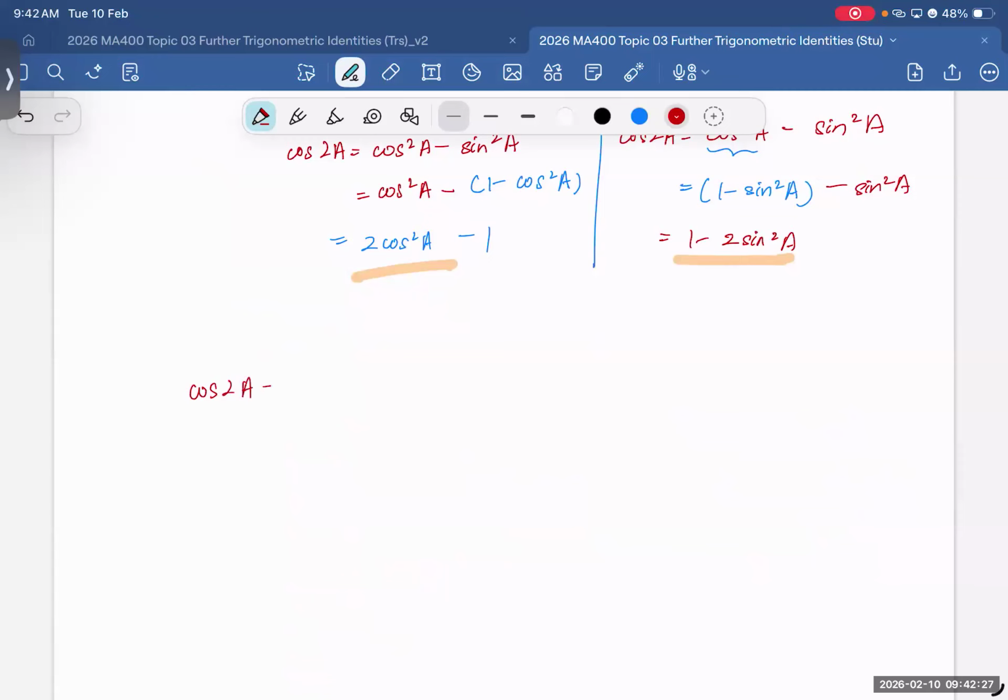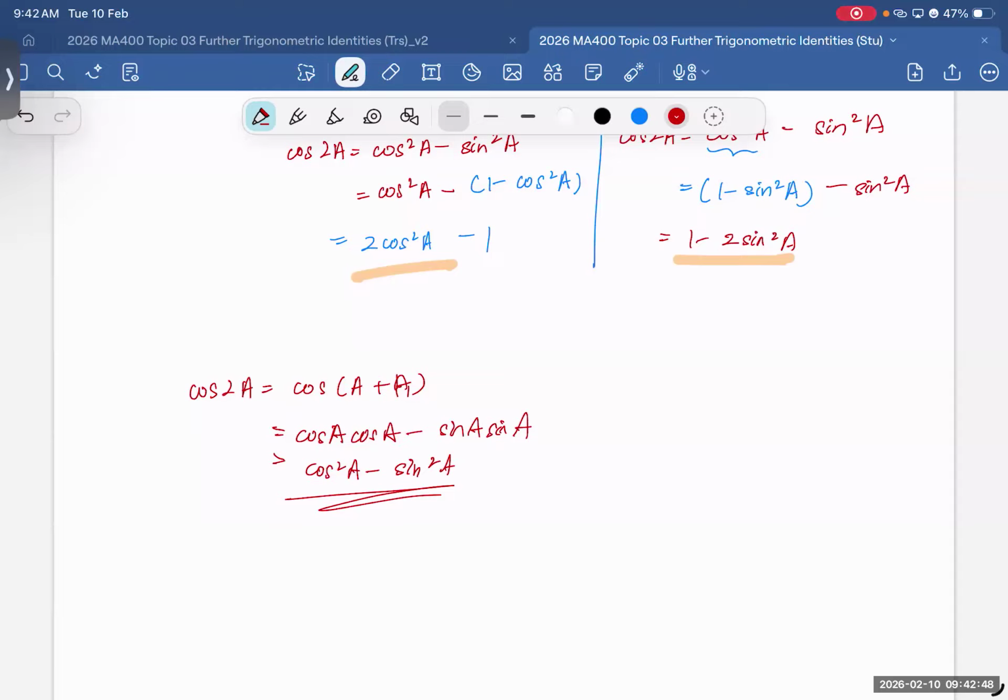Yes. Cos 2a is cos (a plus a), or is cos a cos a minus sine a sine a. Easily, this is cos square a minus sine square a. Okay, short.